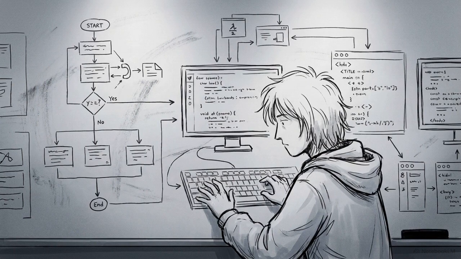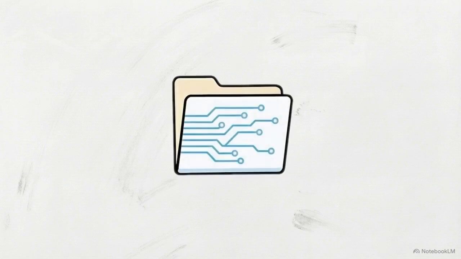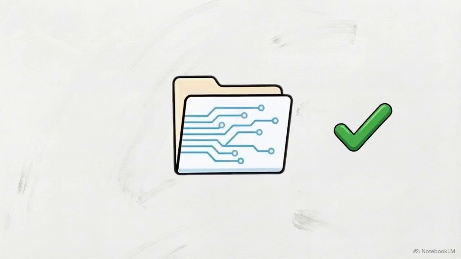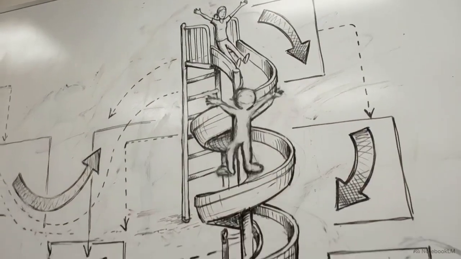Programmers use while loops for unpredictable situations. For example, when reading a text file, the system needs to verify that the file actually exists before it attempts to extract any data. The second structure is the do-while loop.